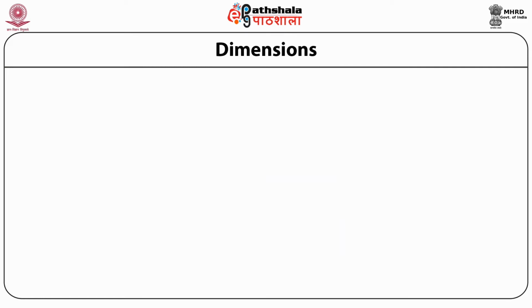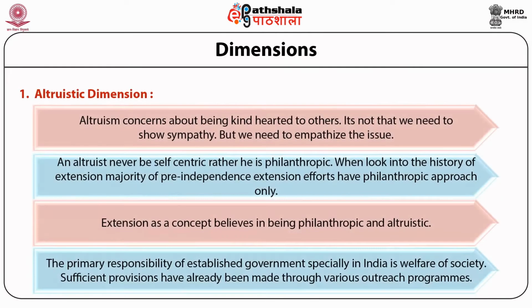The first dimension listed is the altruistic dimension. What do we mean by altruism? Altruism concerns being kind-hearted to others. It is not that we need to show sympathy, but we need to empathize with the issue.